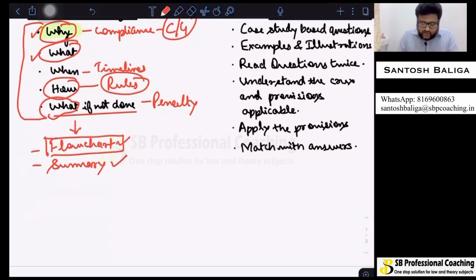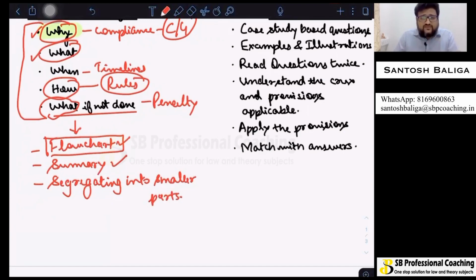And you can also understand the concept by segregating the provision into smaller parts. Okay, so I hope this is clear to you.